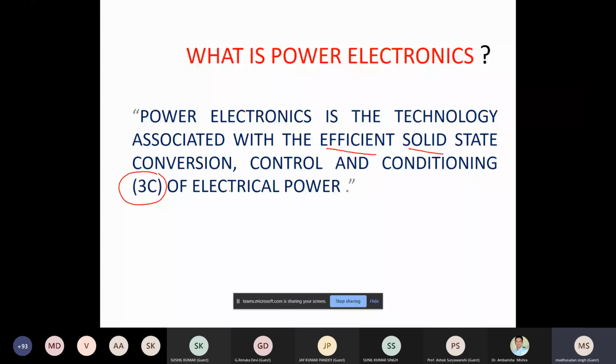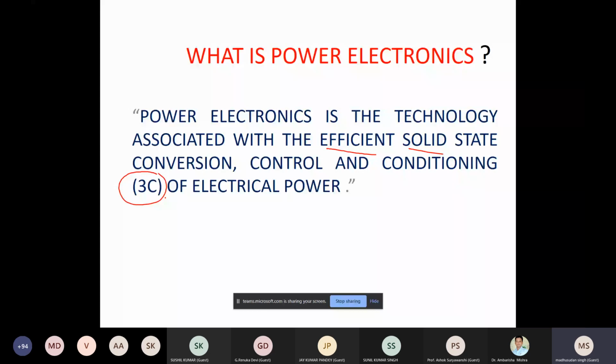While doing this conversion, it may be a controlled conversion or an uncontrolled conversion, and many times you need to improve the quality of power supply as well. That is what we mean here by conditioning. So whether it is a task of converting energy from one form to another, controlling the flow of power, or conditioning of electrical power, these all are basically the scope of power electronics, right?